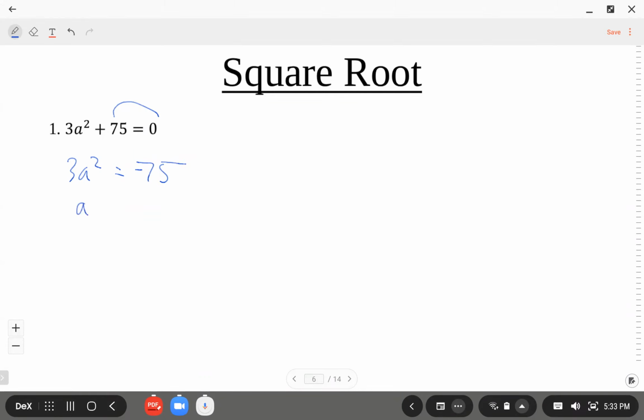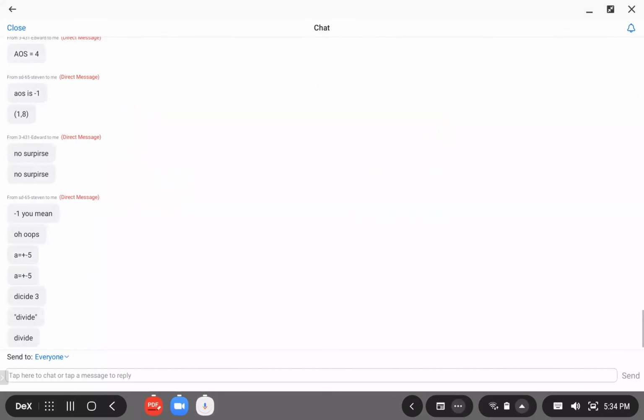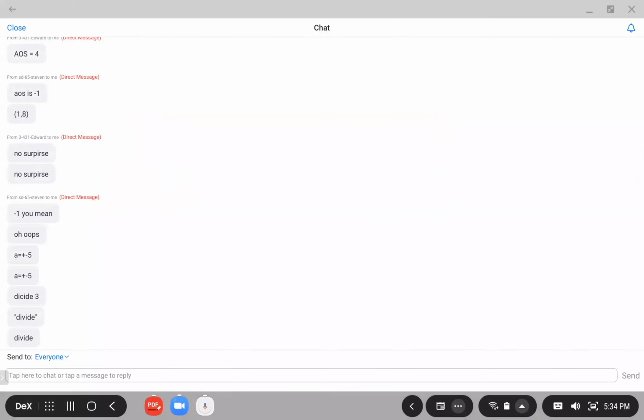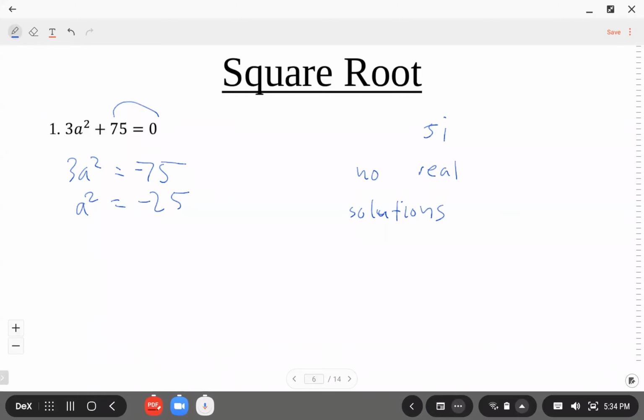Actually, even your answer is wrong. A squared equals -25. Can we take the square root of a negative number? The answer is 5i. Or it's going to be no real solutions. Same thing. It's 5i or it's no real solution. Well, you can divide 3 as well. Yeah, same thing.